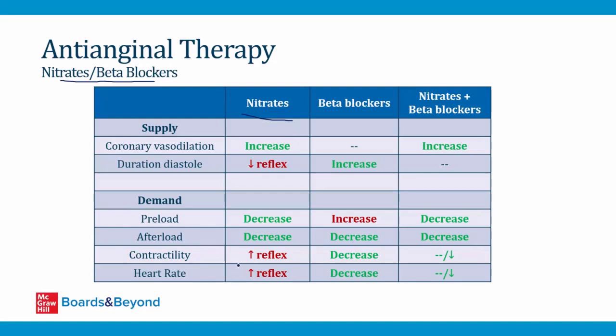Remember that nitrates cause reflex sympathetic nervous system activation that increases heart rate and contractility, and that's bad. That's why I've shown it in red. And whenever the heart rate goes up, the duration of diastole goes down, and so that's also bad. The only negative effect of beta blockers is that they slightly increase the preload, and then if you use nitrates and beta blockers together, you get all the good effects and less of the bad.